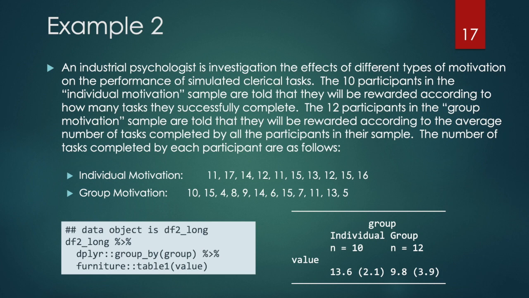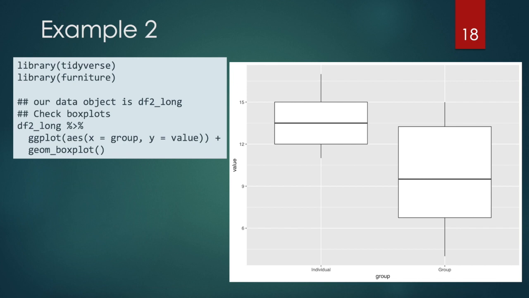So if we bring that data in and we reorganize it like I showed in the previous example, we can get sample statistics out. So we have 10 in this group and 12 in this group. And we have 13.6 in the individual and 9.8 in the group. You can look at the box plots. These ones look a little bit more normal because of the larger sample size. And we can already get a hint for where differences might be between these two groups.